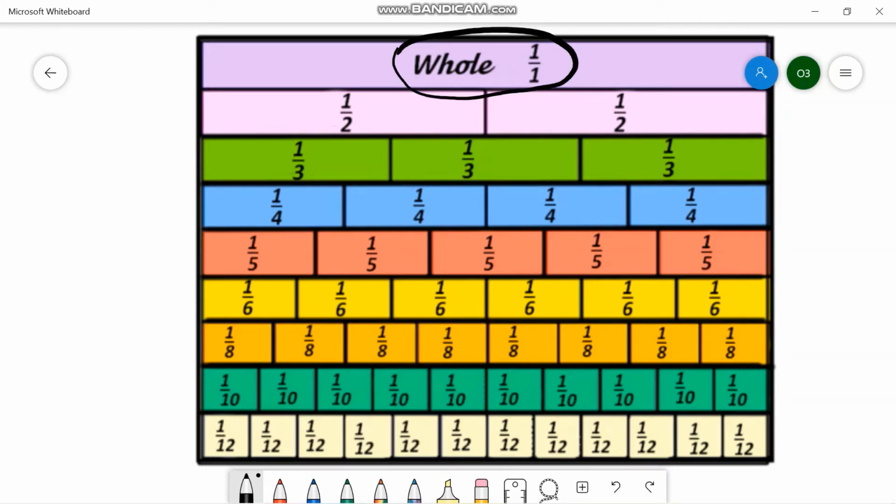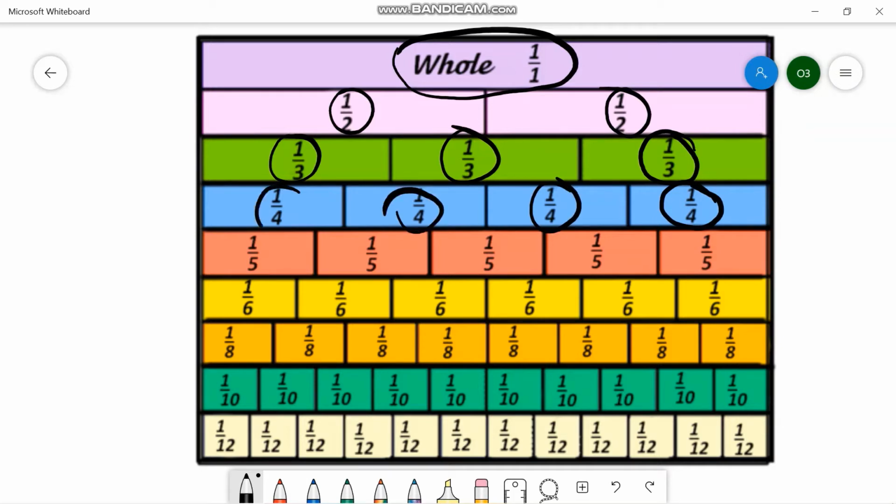The second one is divided into two parts. So each part is one half, one half. The third one is divided into three parts. So each part is one third. The next one is divided into four, or quarters. So each part is one quarter, one quarter, one quarter, and one quarter. We also have one fifth, one sixth, one eighth, one tenth, and one twelfth.